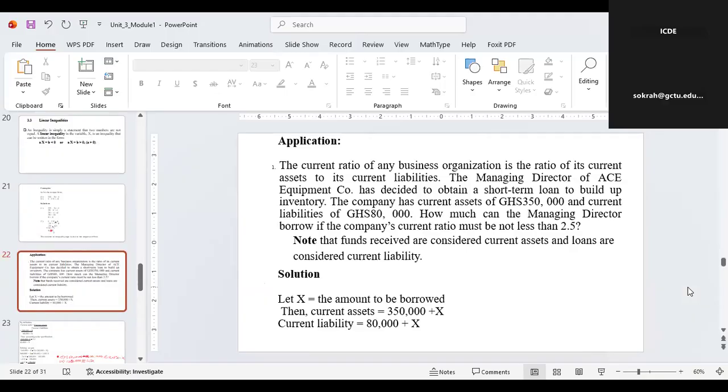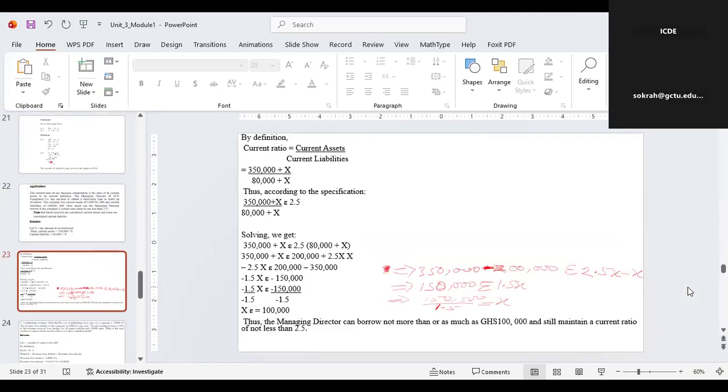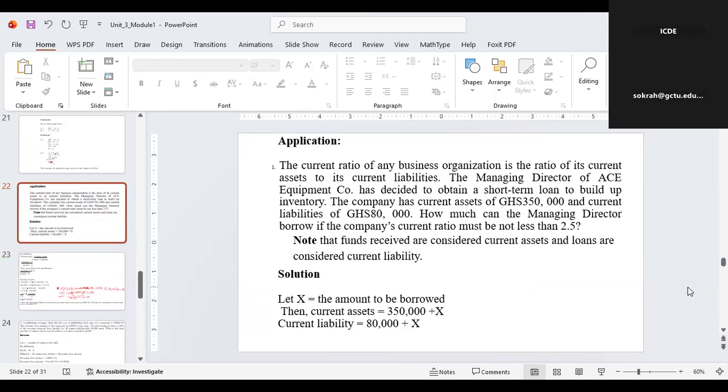Then, as usual, we need to look at the application of this. So let's look at the application question here. The current ratio of any business organization is the ratio of its current assets to its current liabilities.